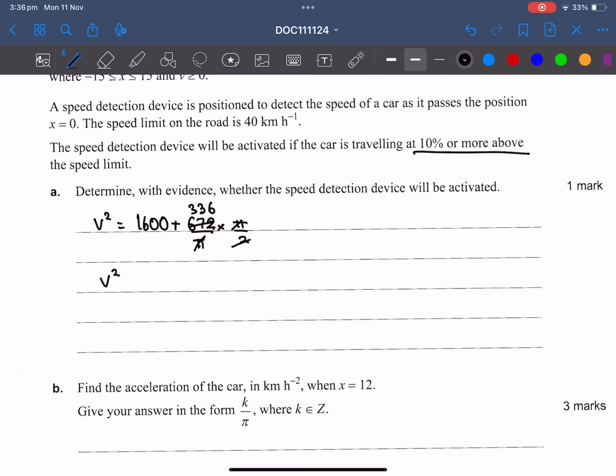So we'll have v squared is equal to 1600 plus 336. So v squared is equal to 1936. Right.